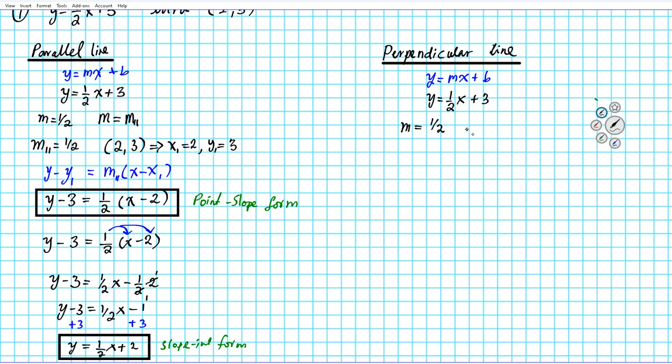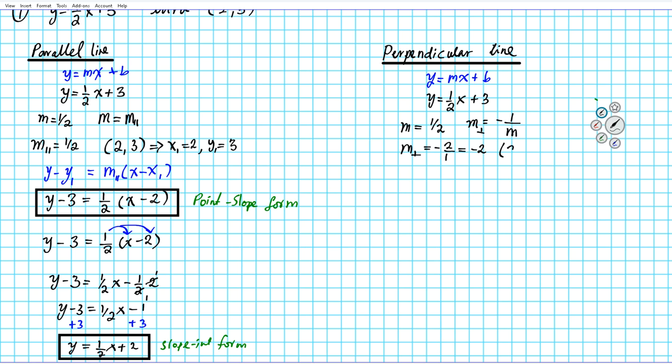So what's the relationship between a line and a perpendicular line? If two lines are perpendicular, the slope of one is the negative reciprocal of the other. So m perpendicular is going to be negative 1 over m. Negative reciprocal: you just flip the number and flip the sign. This is positive 1/2, so you flip it to negative, and 1/2 you flip over to 2 over 1. The negative reciprocal simplifies to negative 2.